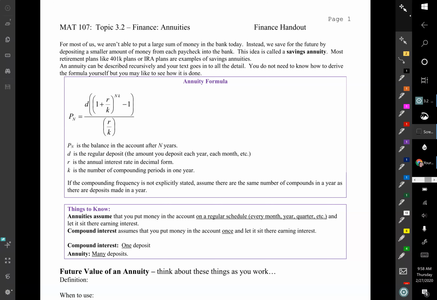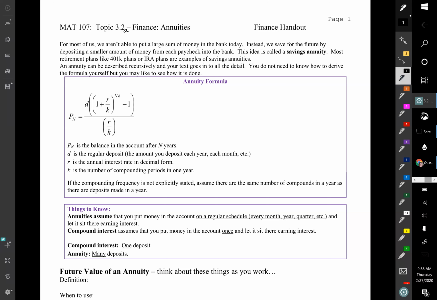Okay, this video is on 3.2. It is an additional supplement that I made as an activity. So it's in addition to the notes that you already have, but I wanted to just go through a little more. 3.2A is what I called it in the activity. So this one is on future value of annuities.